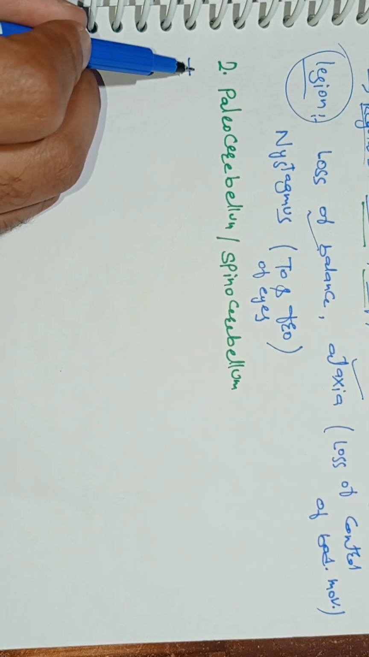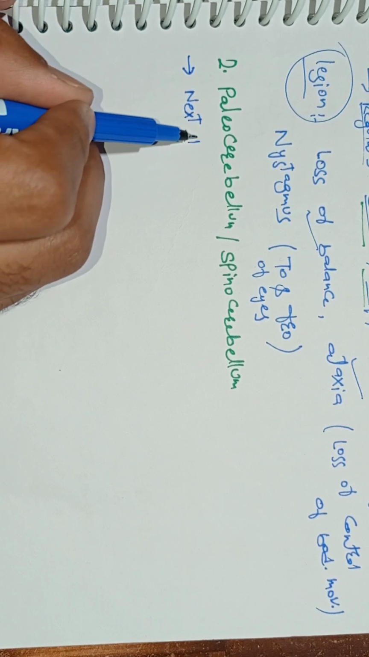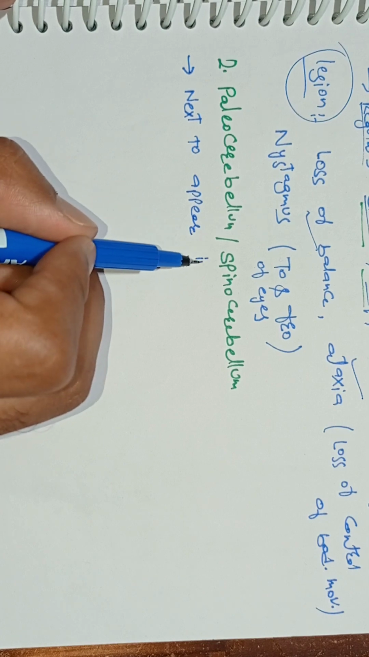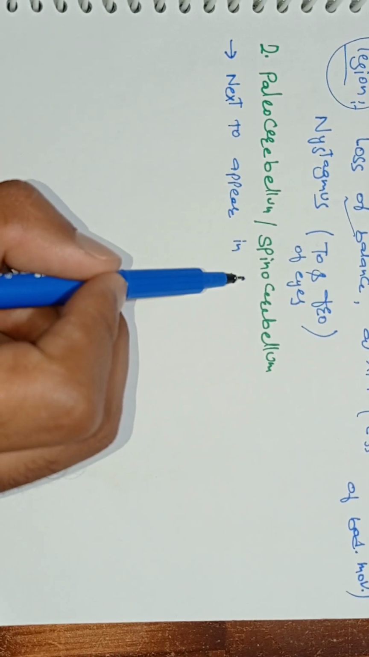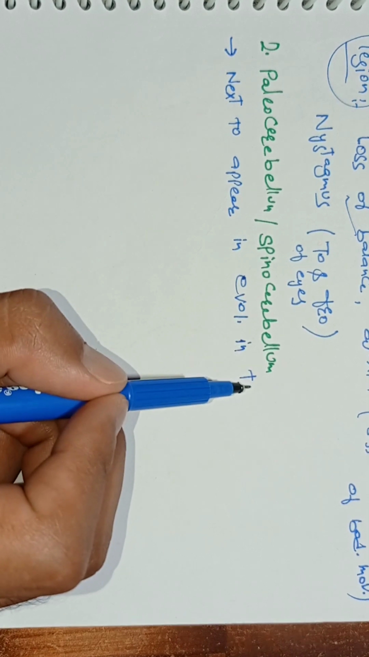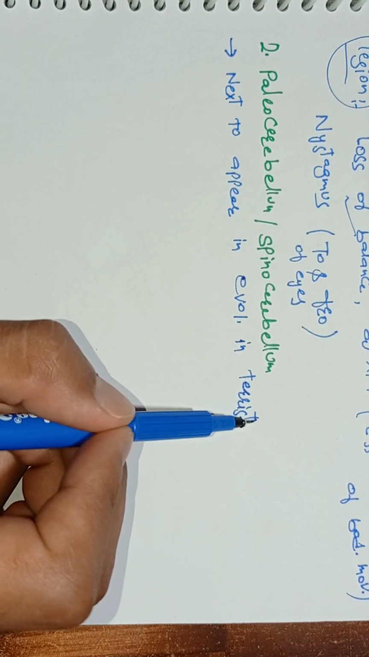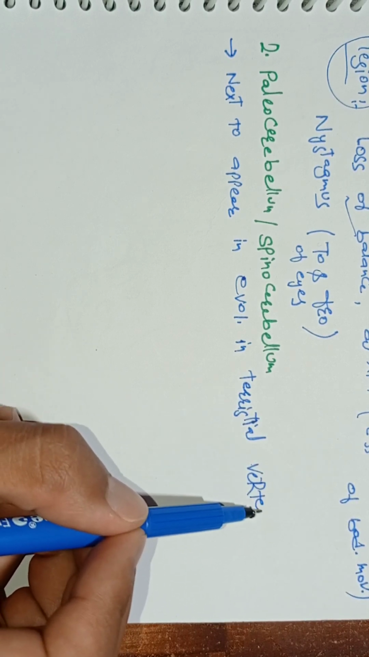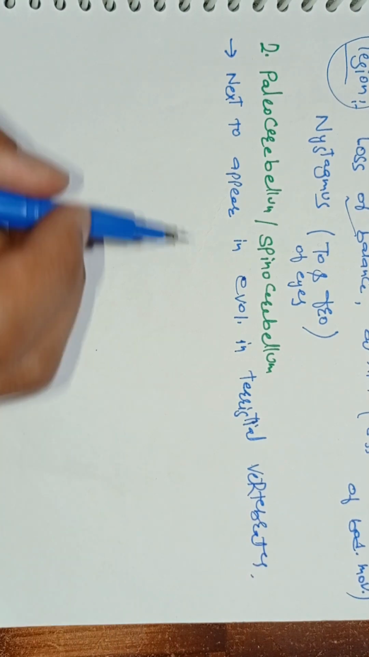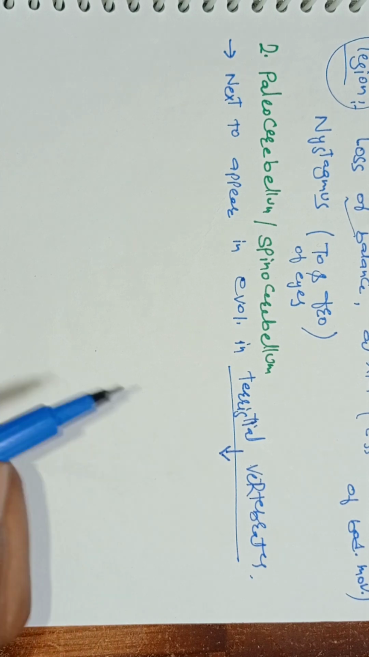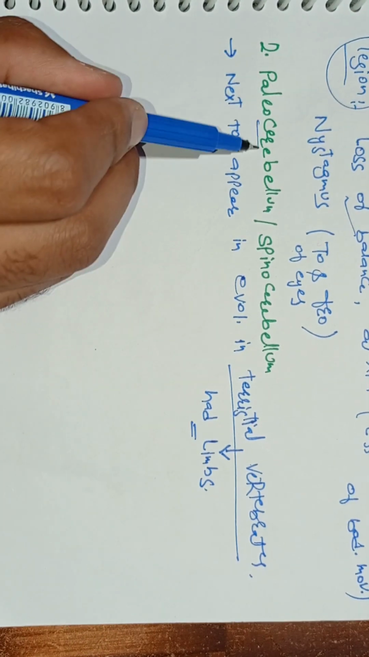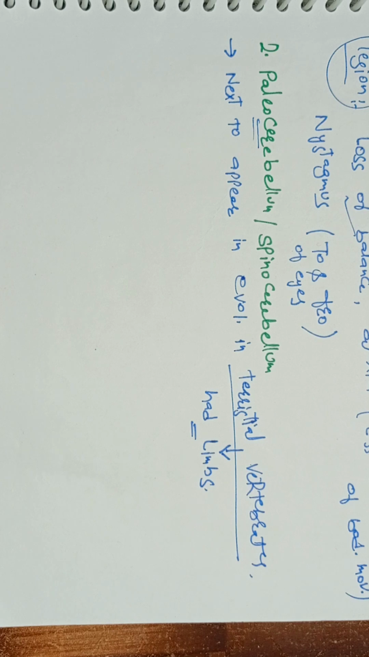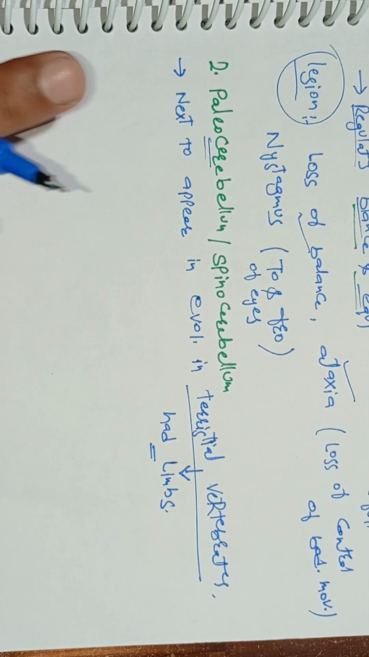The first point in this morphological division: it is the next to appear in evolution. First was the archicerebellum, and next to appear is the paleocerebellum. It appeared in terrestrial vertebrates, because these terrestrial vertebrates had limbs. Because of the evolution of the limbs, the paleocerebellum had to appear. It was the second part of the cerebellum to appear in evolution.